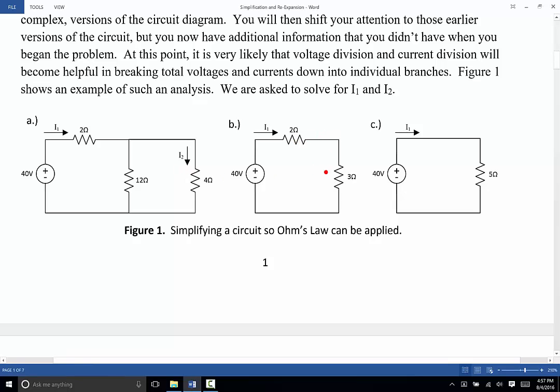Now I can combine the 2 ohm and the 3 ohm resistor. That's no problem. I end up with a 5 ohm resistor. Notice that I1 really remained unchanged. I1 was in the top left corner. It remains in the top left corner. And the 5 ohm resistor is just here on the right hand side of the circuit. Now we apply Ohm's law. 40 volts divided by 5 ohms gives us 8 amps. And so therefore 8 amps is the value of I1.